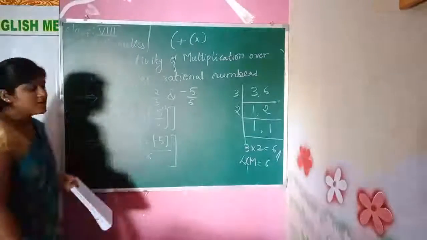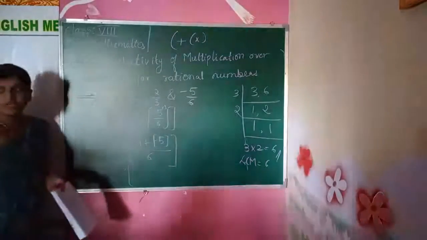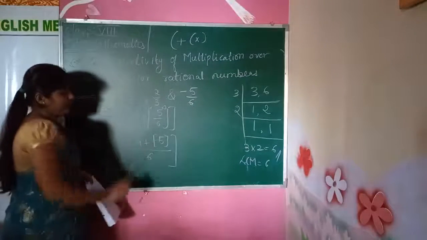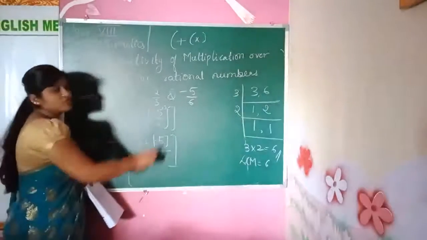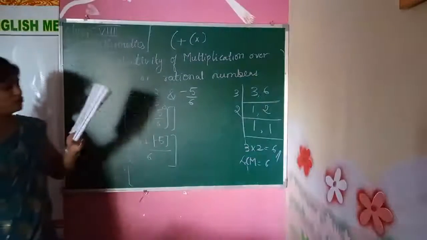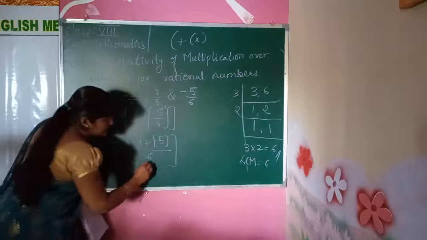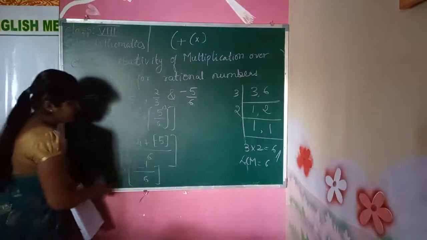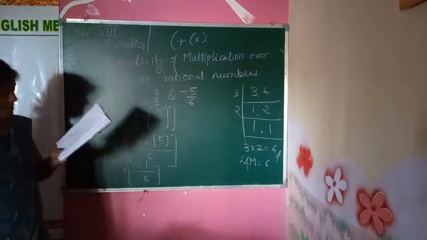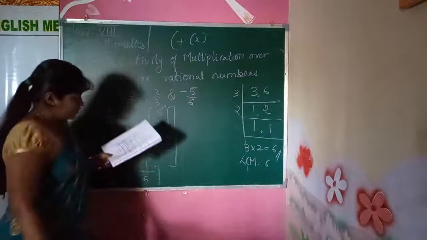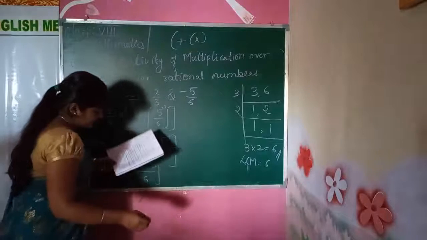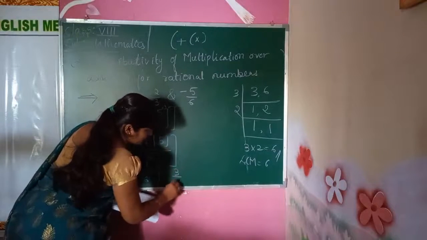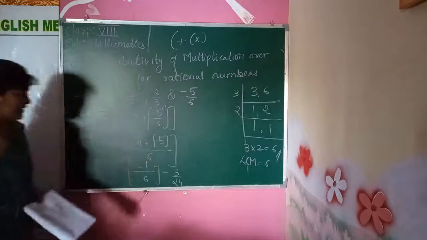We'll continue our chapter. What did we do, children? We completed the minus 3 by 4 and we have to add now. 4 plus minus 5, how much? Minus is there, so we get minus 1 by 6. Now multiply these two. What do we get, children? We get the answer 3 by 24.